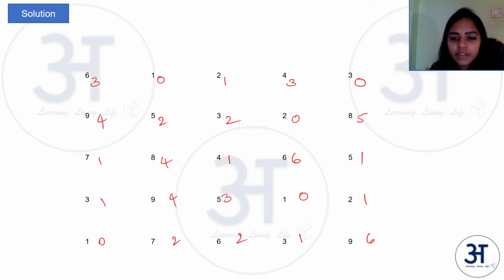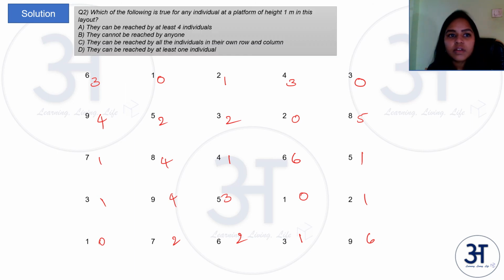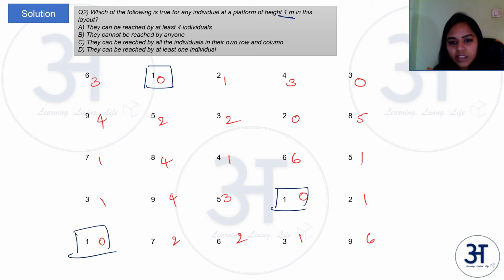Let us now look at the second question. Which of the following is true for any individual at a platform of height 1 meter in this layout? So let us first find the platforms which are of height 1 meter. So we can go row by row, and there are 3 such platforms, that's all, of height 1 meter, right?